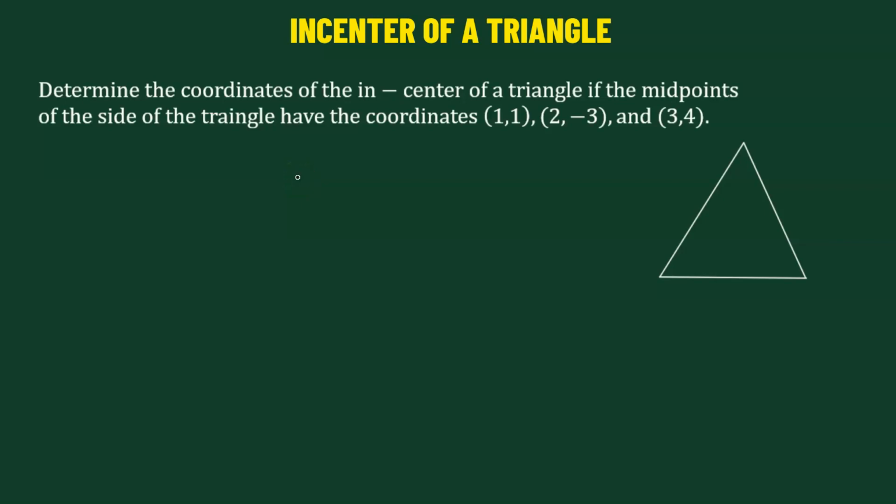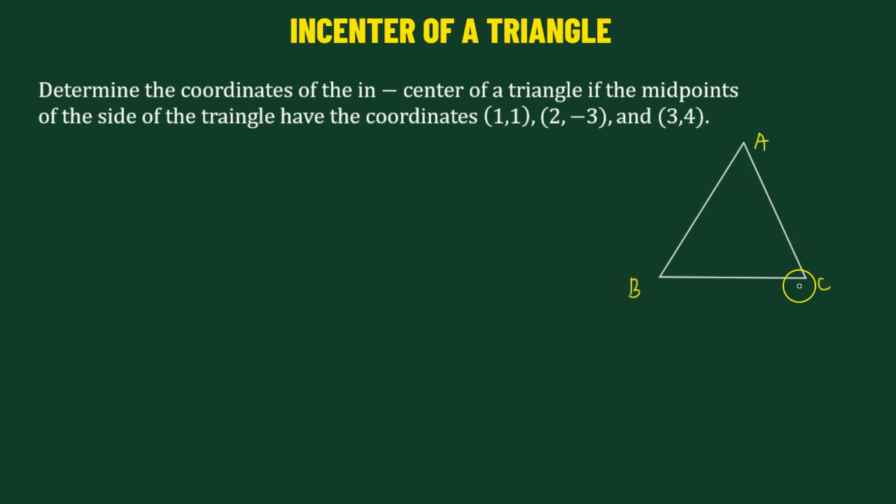So in this problem, we need to determine the coordinates of the incenter of a triangle. It's given here that the midpoints of the sides of the triangle have coordinates (1, 1), (2, -3) and (3, 4). Let us begin. So we will begin by considering a triangle having the vertices A, B and C.